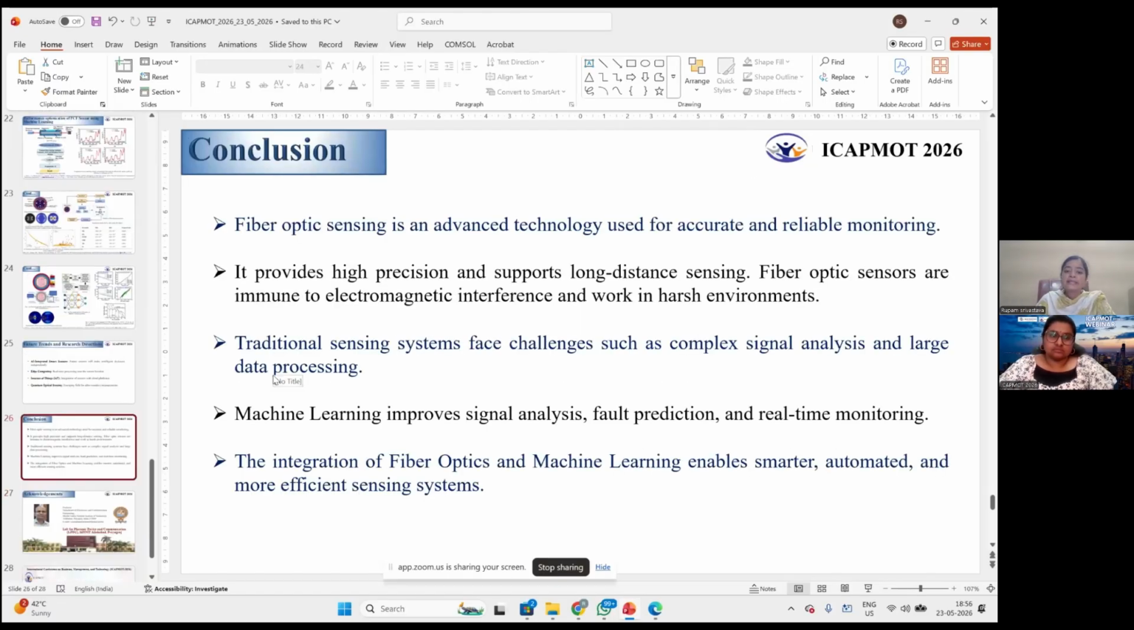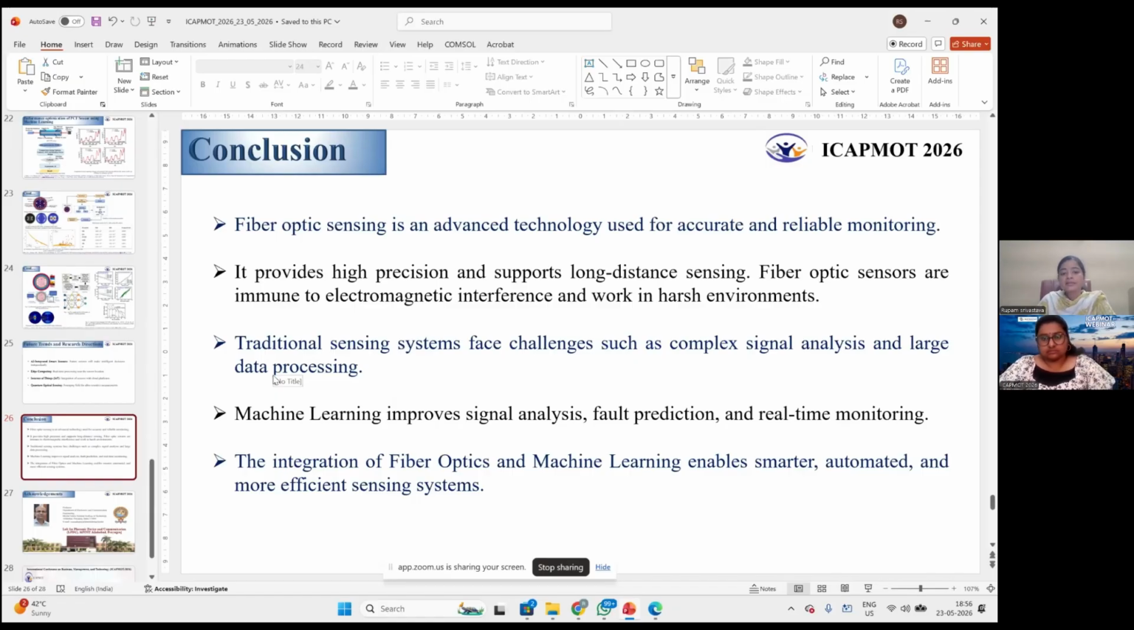Conclusion: fiber optic sensing is an advanced technology which is used for accurate and reliable monitoring. It provides very high sensitivity and high precision. This can be used for long distance sensing, and these sensors are also immune to electromagnetic interference, and can be used in harsh environments also.